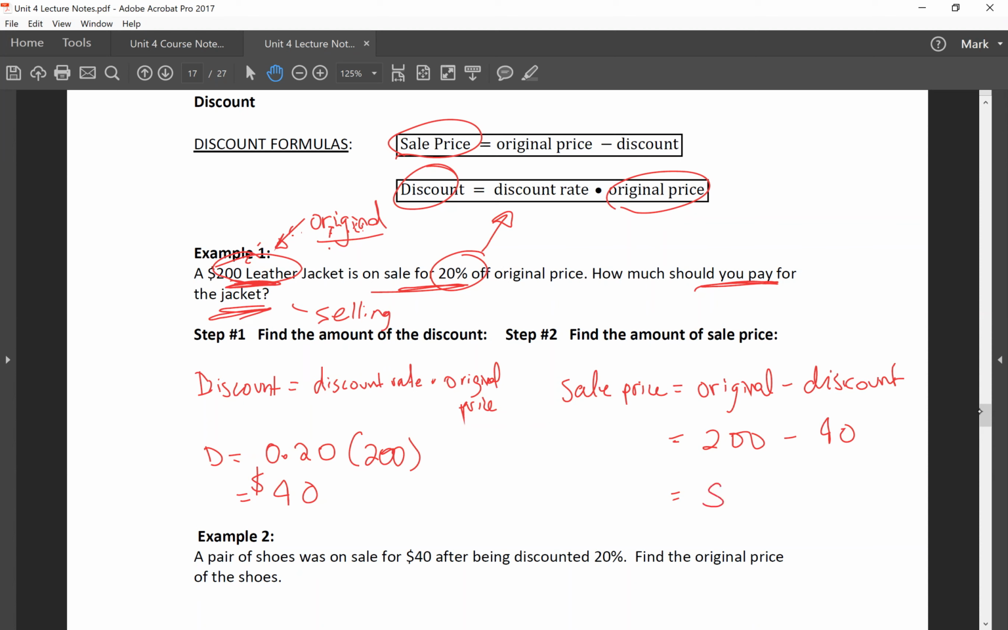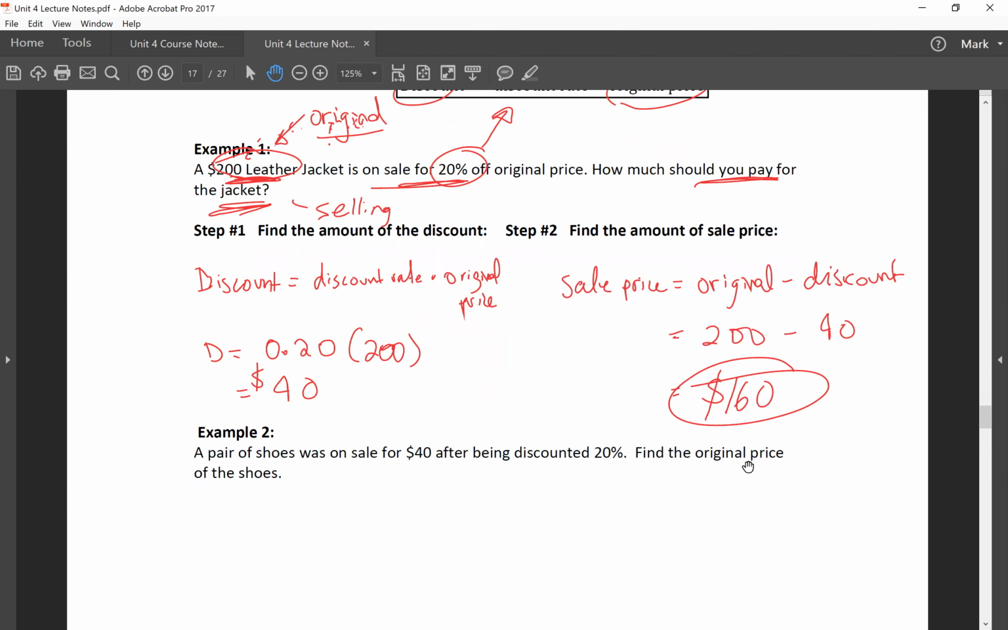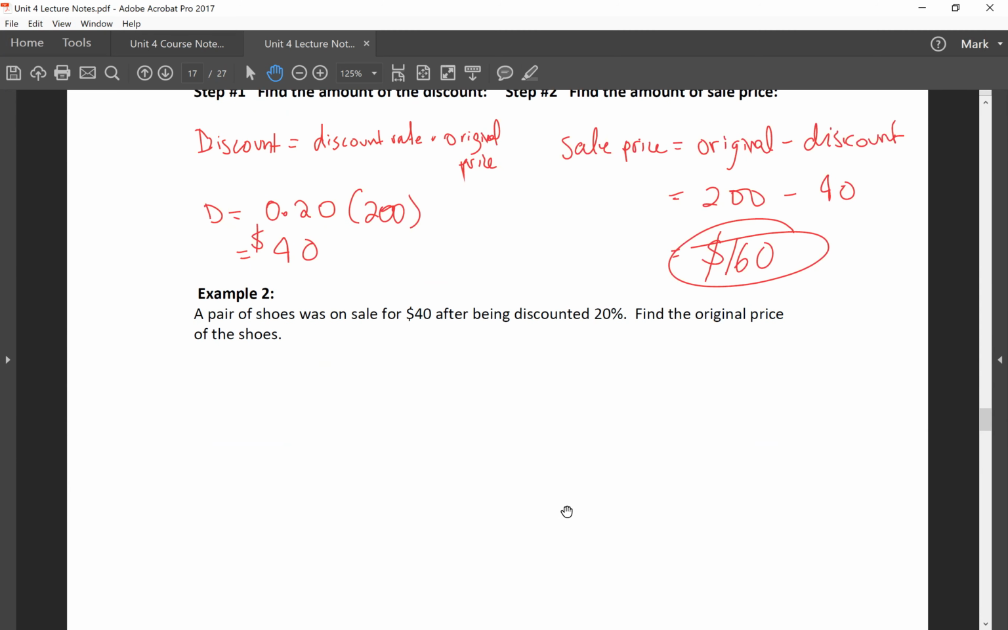Let me write that again. All right, so you would pay $160. It originally cost $200. It's on sale for 20%. You would pay $160. Okay, let's look at a harder one. This one's actually a little harder. A pair of shoes was on sale for $40.